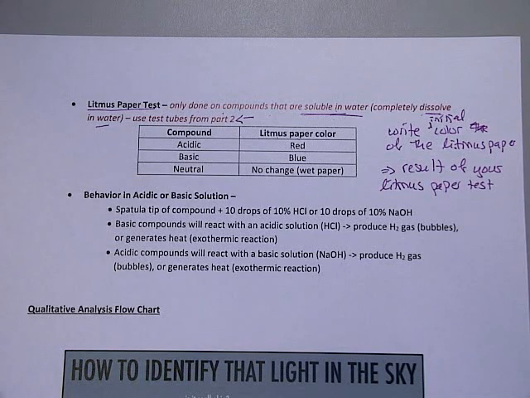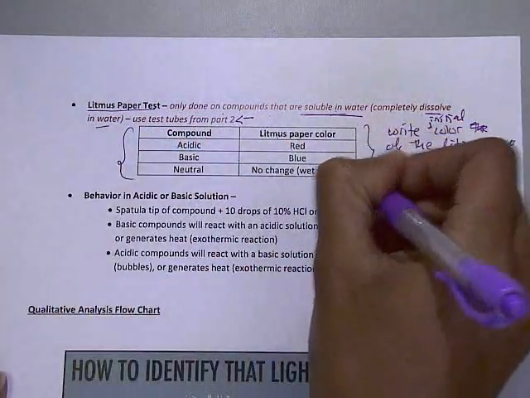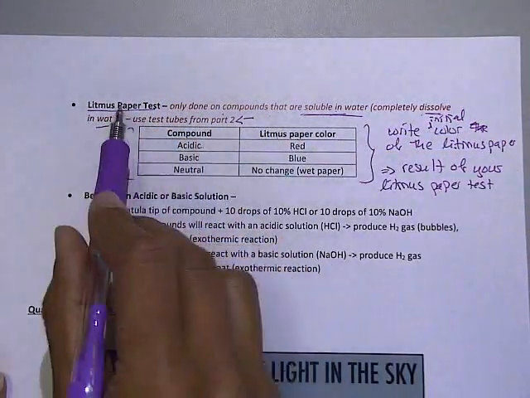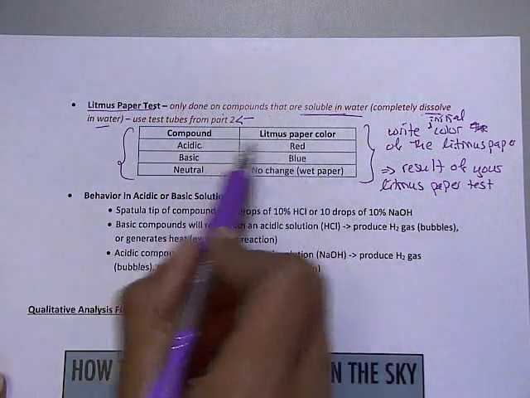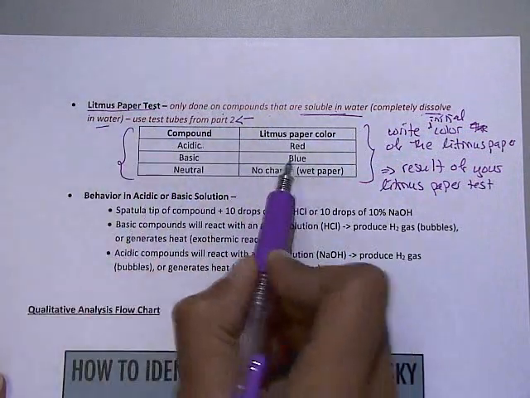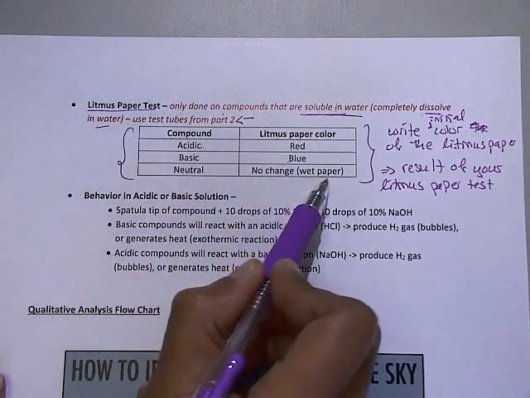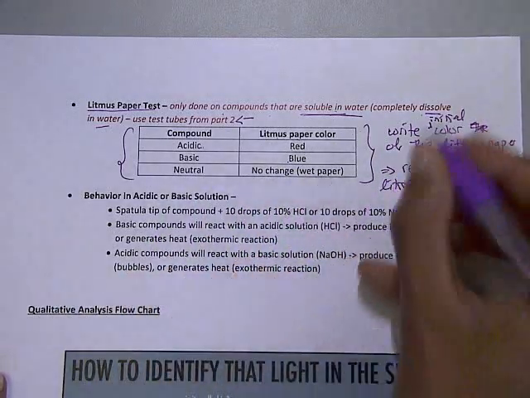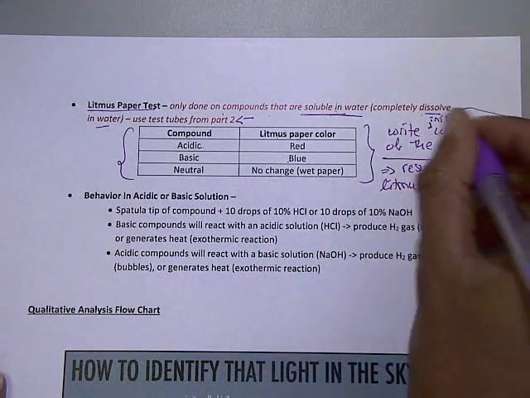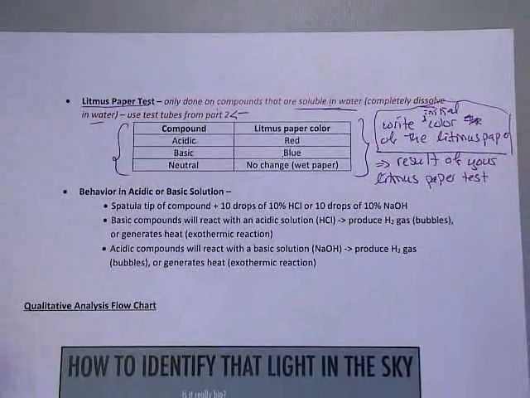So just for reference, this is kind of a reference table here. For acidic compounds, it should turn your litmus paper red, or some shade of red. For basic compounds, it will turn your litmus paper some shade of blue. And then neutral compounds, it's just going to look like wet paper. That's why it's really important to make that initial observation of litmus paper, so you're not deceived thinking that it's acidic or basic.